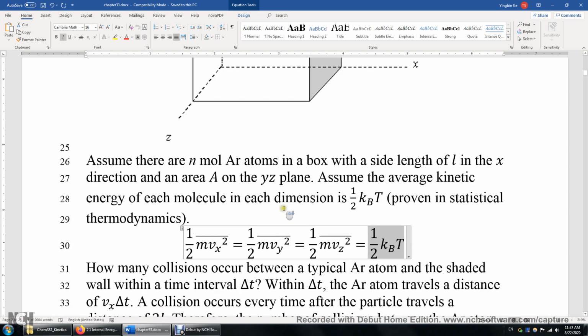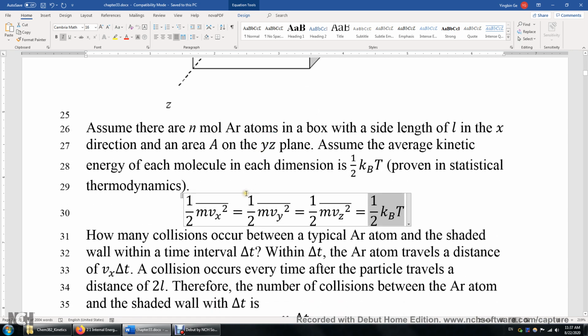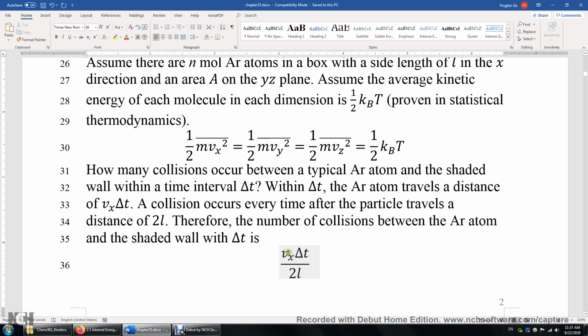Now let's study the collisions between this atom and this shaded area. One question here is, how many collisions may occur between a typical argon atom and the shaded wall within a time interval delta t? Within a time interval delta t, this argon atom can travel a distance of v_x delta t. I'm assuming this v_x is a constant. The speed of this argon atom never changes. And therefore, we can simply use this v_x times delta t.